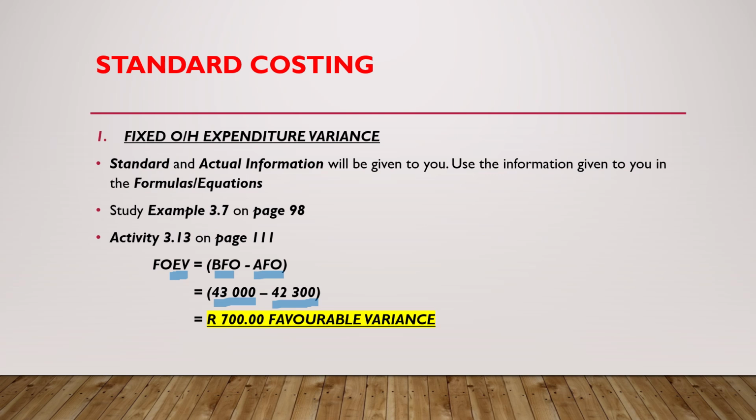As you can see here, budgeted is greater than actual, so that means actual is less than budgeted. We planned to pay fixed overhead of 43,000 rand, but actually we paid 42,300, a change of 700. So it's favorable for the company. Okay, that one was very easy. The next one is the last one.